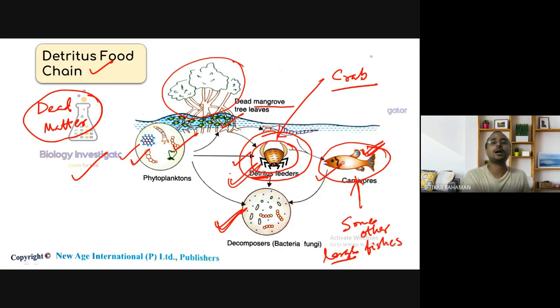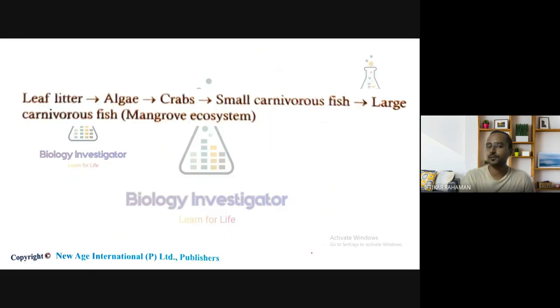ডেট্রিটিভোররা ডেড ম্যাটার খাবার আগে যদি ব্যাকটেরিয়া চলে আসে, ডিকম্পোজার চলে আসে, যেটা ব্যাকটেরিয়া এবং ফাঞ্জি, তারা চলে আসে এবং সেটাকে ডিকম্পোজ করে দেয়, তাহলে ডেট্রিটিভোরের কাছে কোনো খাবার থাকবে না। There will be no food left for detritivore if decomposers come before and they decompose the dead matter. I hope you have understood. So this is the example of detritus food chain.